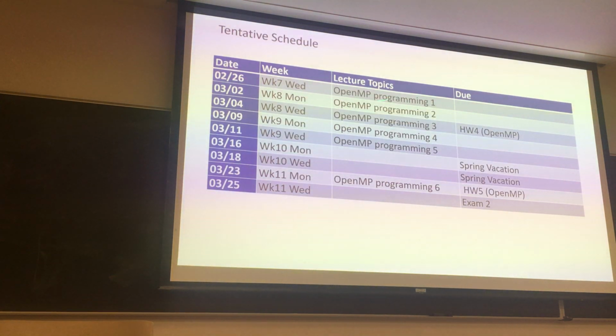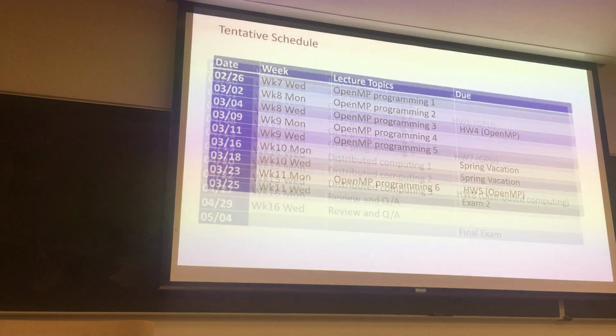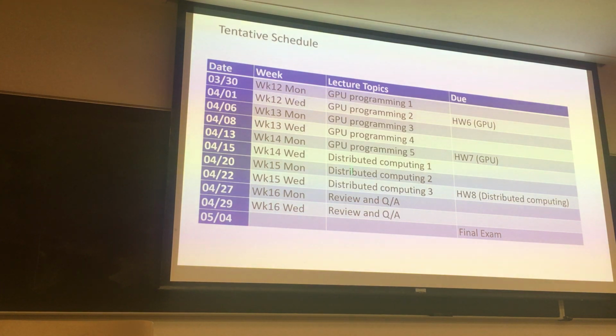Next, we'll cover OpenMP programming. Again, we'll have 2 homework assignments on this topic, followed by exam 2. All the exams are comprehensive. That means exam 2 will cover the material from the previous 3 topics. And the last part is GPU programming and distributed computing. We'll have 2 homework assignments for GPU programming and 1 for distributed computing. Then in that week, we'll do a review and Q&A. Then we'll have a final exam. So in total, we'll have 3 exams and 8 homeworks.